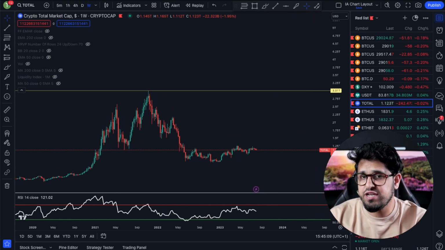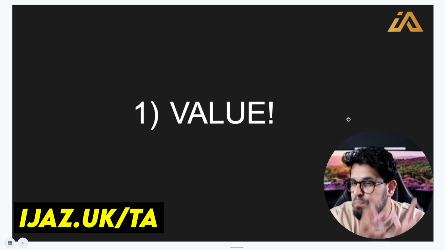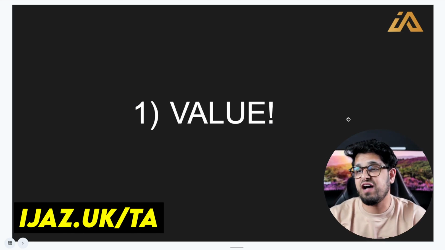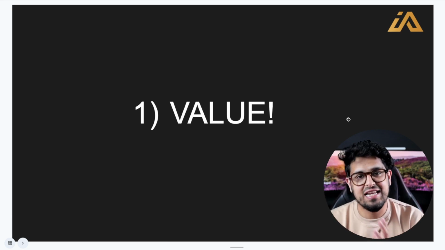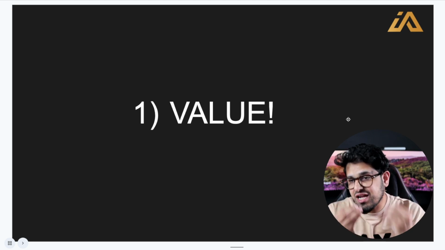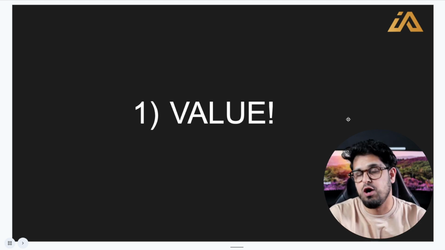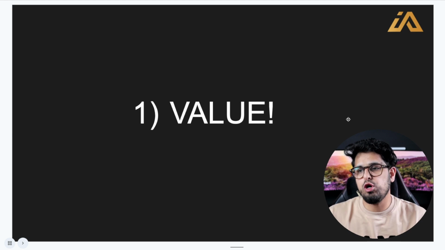And our journey to find the right altcoins is based on value. You want to be finding value. Whether you're buying stocks, whether you're buying real estate, crypto is exactly the same. You're looking for something which is undervalued, which you can then later sell for a premium. Now, how do you go about finding value?